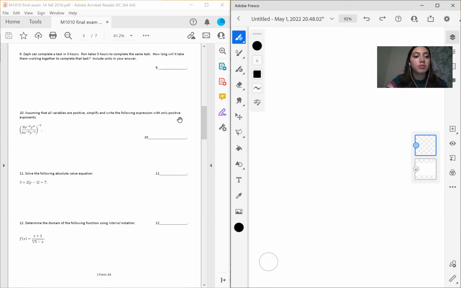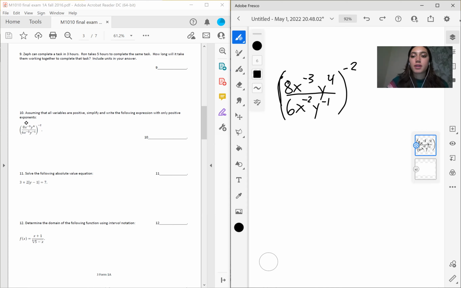And what we're trying to do is rewrite that expression, and our answer should only have positive exponents. Okay, so x to the negative third and y to the fourth over 6x to the negative 2, y to the negative 1, and all of this is to the negative second.